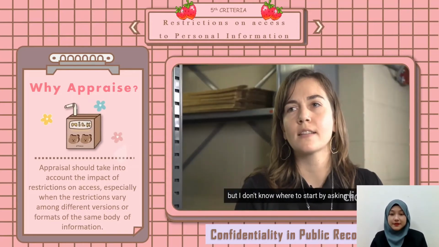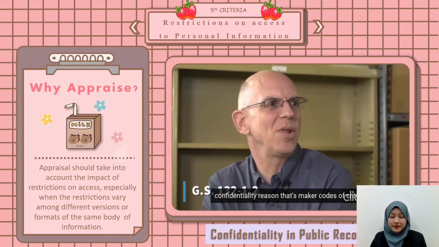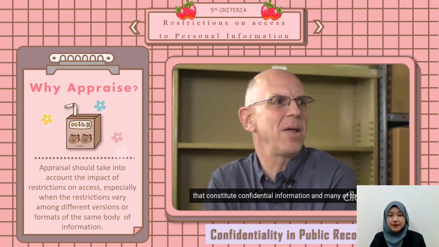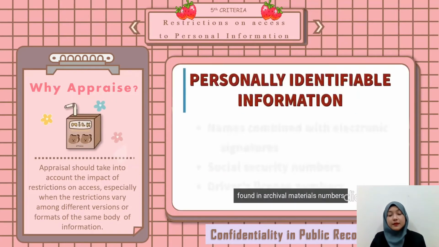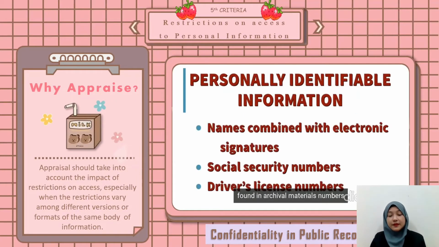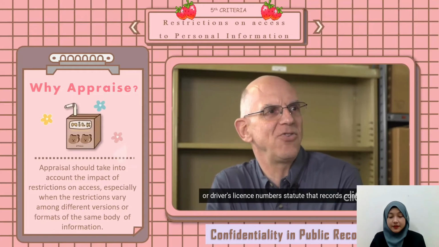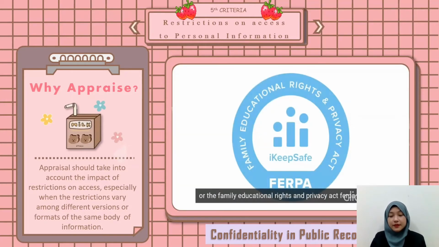How about by asking, is confidentiality a reason not to make records available? Well, it can be, can't it? I mean, GS 132-1.2 lists various criteria that constitute confidential information, and many of those are going to be found in archival materials. True. Especially personally identifiable information such as names combined with electronic signatures, social security numbers, or driver's license numbers. Then there's also federal statutes that declare records confidential, such as the Health Insurance Portability and Accountability Act, HIPAA, or the Family Educational Rights and Privacy Act, FERPA, covering medical and student records at the federal level.